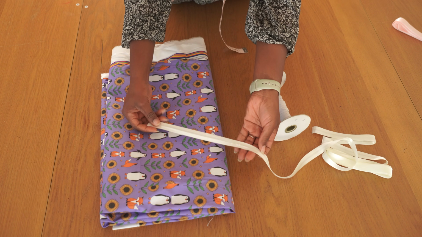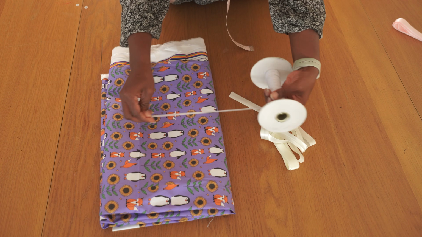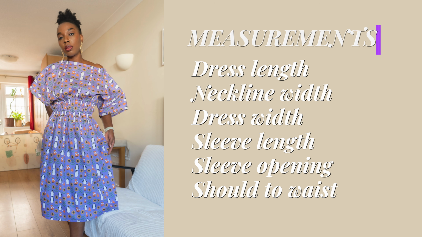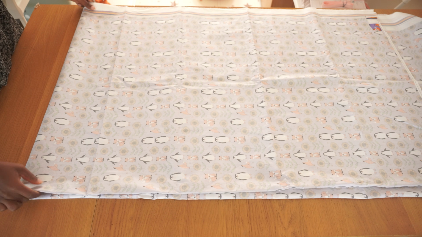In addition to the fabric for this dress style, you'll also be needing some bias tape to create the elastic tunnel, as well as elastic band. This one is 1 centimeter wide. And these are the measurements that I worked with: your dress length, neckline width, the dress width, the sleeve arm or the arm opening, and then the sleeve length.